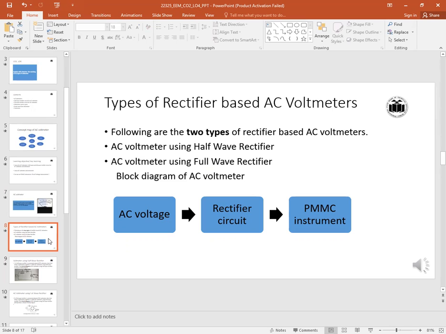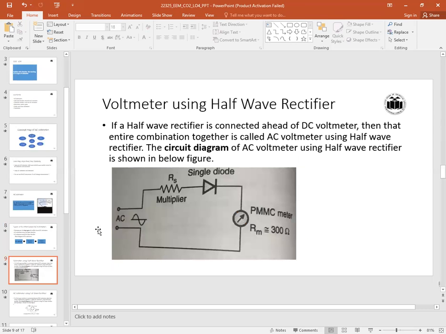So the block diagram of AC voltmeter. We are seeing AC voltmeters, which can measure AC voltage. We are using the rectifier circuit, and as we know, the rectifier circuit converts the AC voltage into DC voltage. It can be measured by a PMMC instrument. So it can measure the voltage. So we will see first one, half wave rectifier.